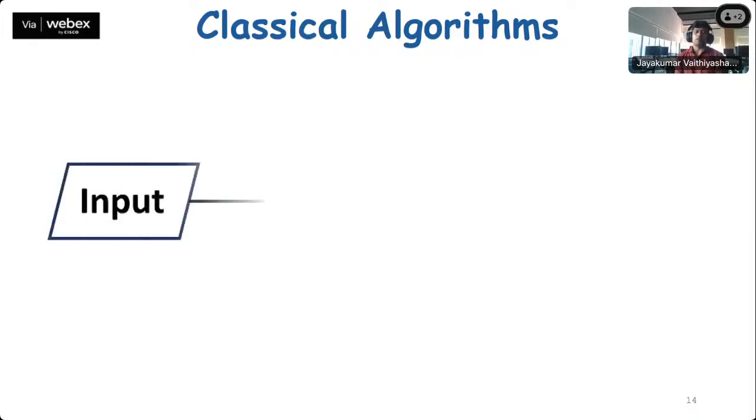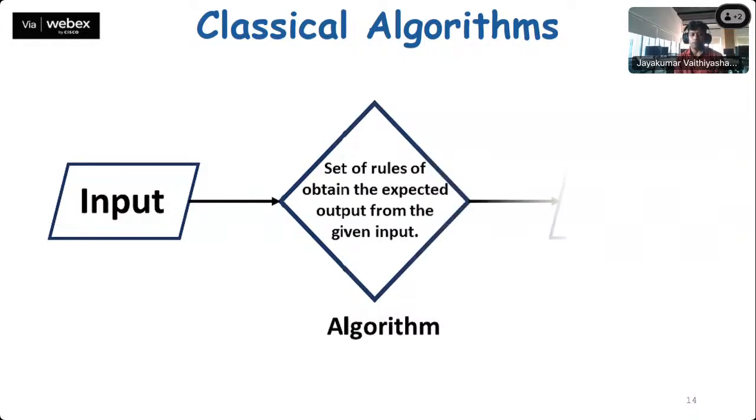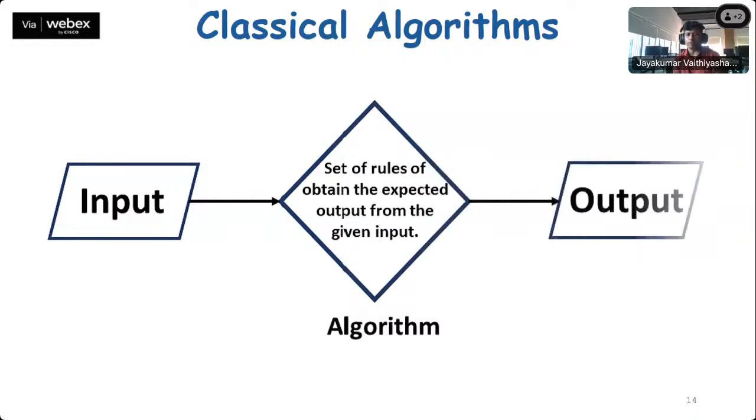So this is the basic flow. You have some input, and the algorithm will come in the middle. It is a set of rules to obtain the expected output from the given input. You will do some processing and you will get output. So this is the basic flow.